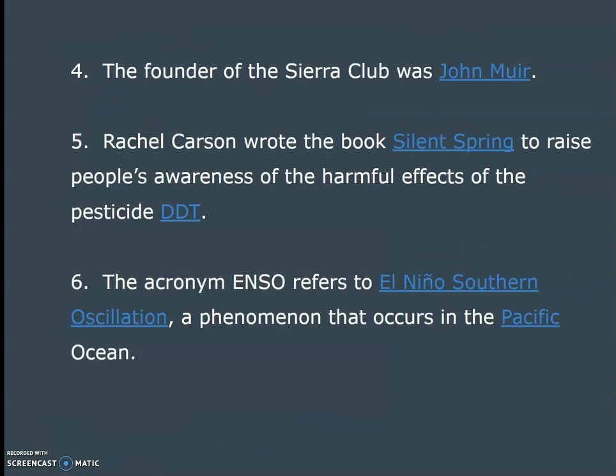The founder of the Sierra Club was John Muir. Rachel Carson wrote the book Silent Spring to raise people's awareness about the harmful effects of the pesticide DDT. And the acronym ENSO refers to the El Nino Southern Oscillation, which is something that occurs in the Pacific Ocean off the coast of South America. We want to remember that.